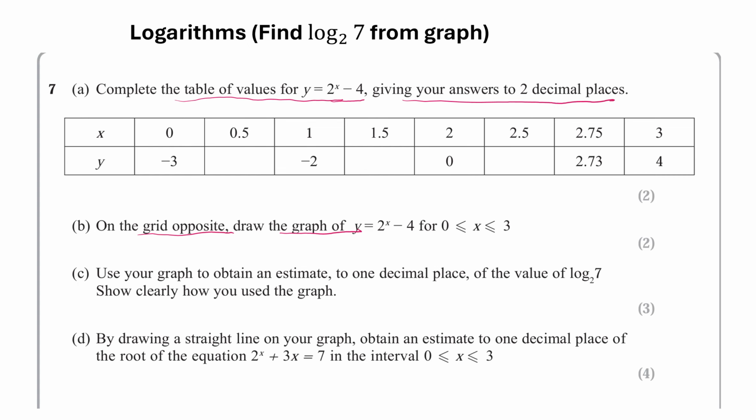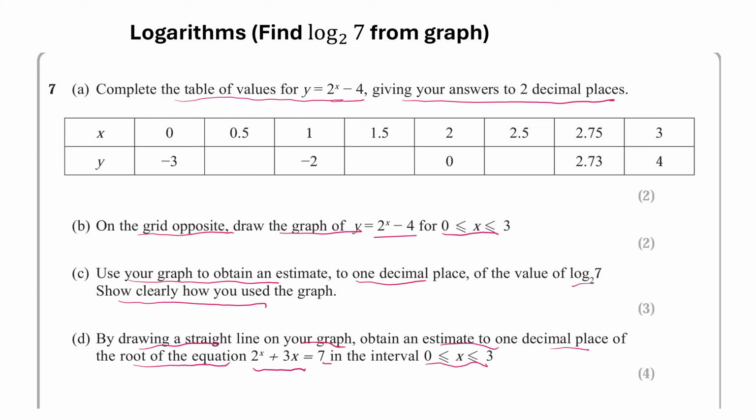Draw the graph of y equals 2 to the power x minus 4 for 0 less than or equal to x less than or equal to 3. Then use your graph to obtain an estimate to one decimal place of the value of log to the base 2 of 7, and show clearly how you use your graph. And then, by drawing a straight line on the graph, obtain an estimate to one decimal place of the root of the equation 2 to the power x plus 3x equals 7 in the interval 0 less than or equal to x less than or equal to 3.